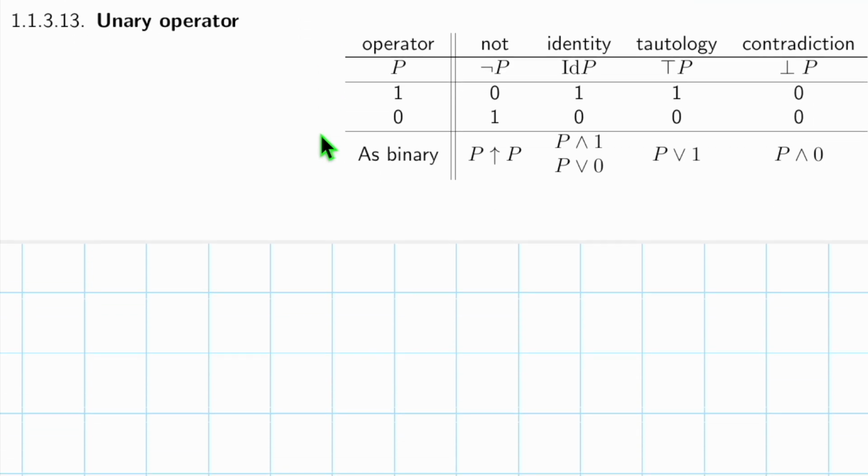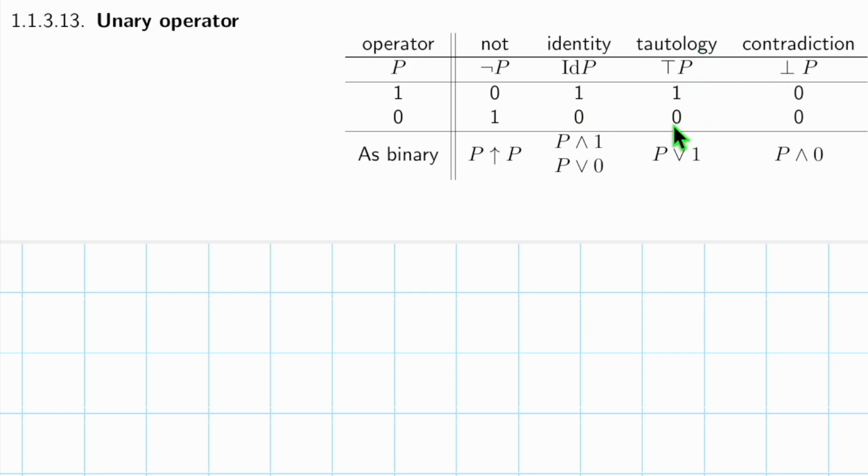So now let's talk about the four basic operators: not, identity, tautology, and contradiction. Suppose I have a P and the truth values are 1 and 0. This is called a truth table. Not P basically means you flip the truth value. 1 becomes 0, 0 becomes 1. Identity means do nothing. If you have studied linear algebra, identity is the same thing as the identity matrix. You multiply by the identity matrix, you do nothing. So if this is a 1, you get a 1. If this is 0, you get a 0.